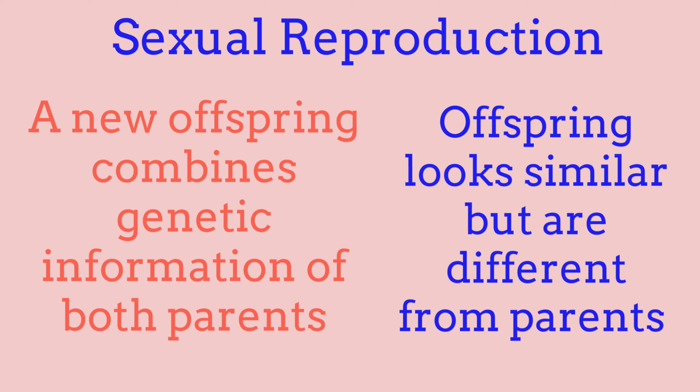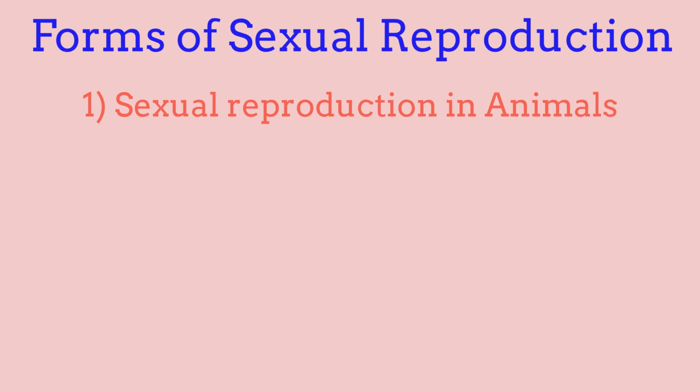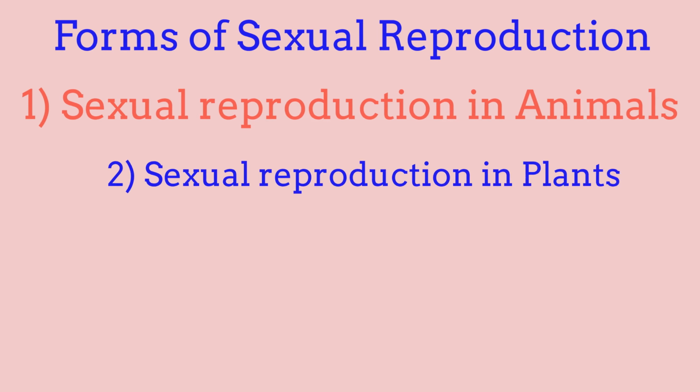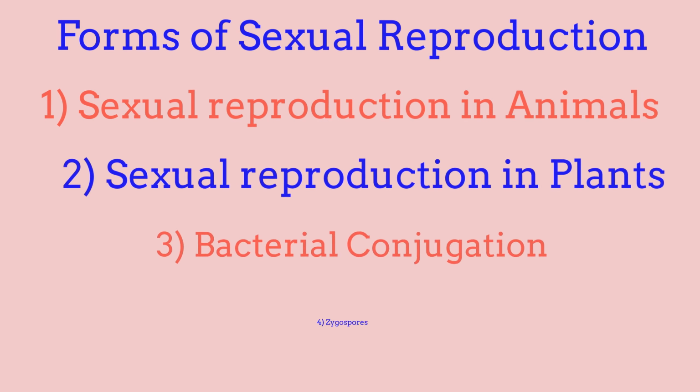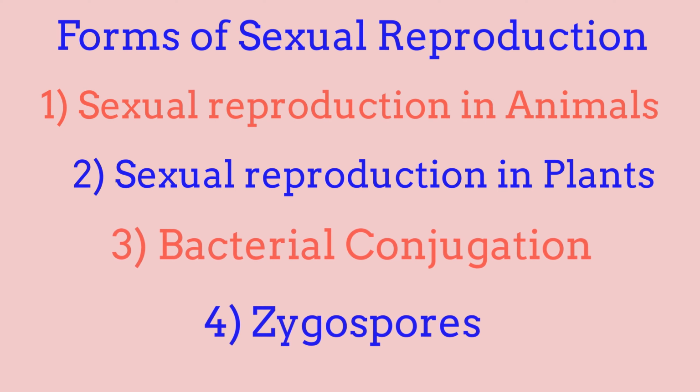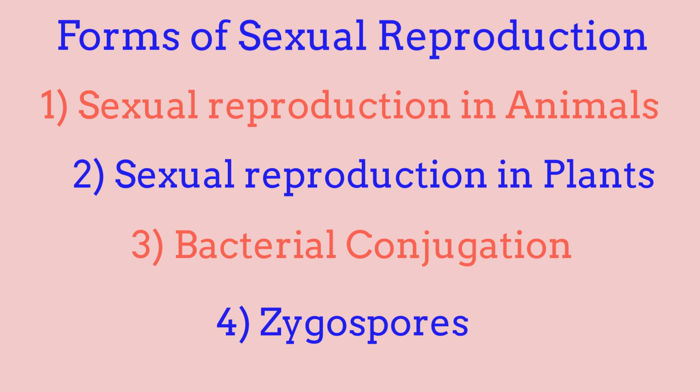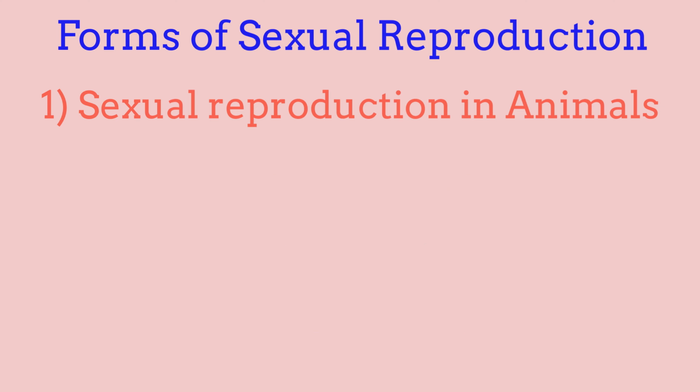So now we're going to be going over the different forms of sexual reproduction. The first one is sexual reproduction in animals. The second one is sexual reproduction in plants. The third one is called bacterial conjugation. And the fourth one is zygospores. So let's start with the first one, which is sexual reproduction in animals.